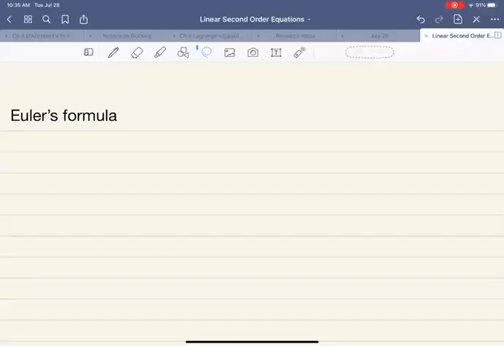All right, before we talk about complex roots, let's just talk about Euler's formula, which you may have seen in Calc 2. I know I teach it in Calc 2, but not all teachers do. This is talking about what happens when you have a complex argument in your exponent. And it has this nice representation of cosine theta plus i sine theta.